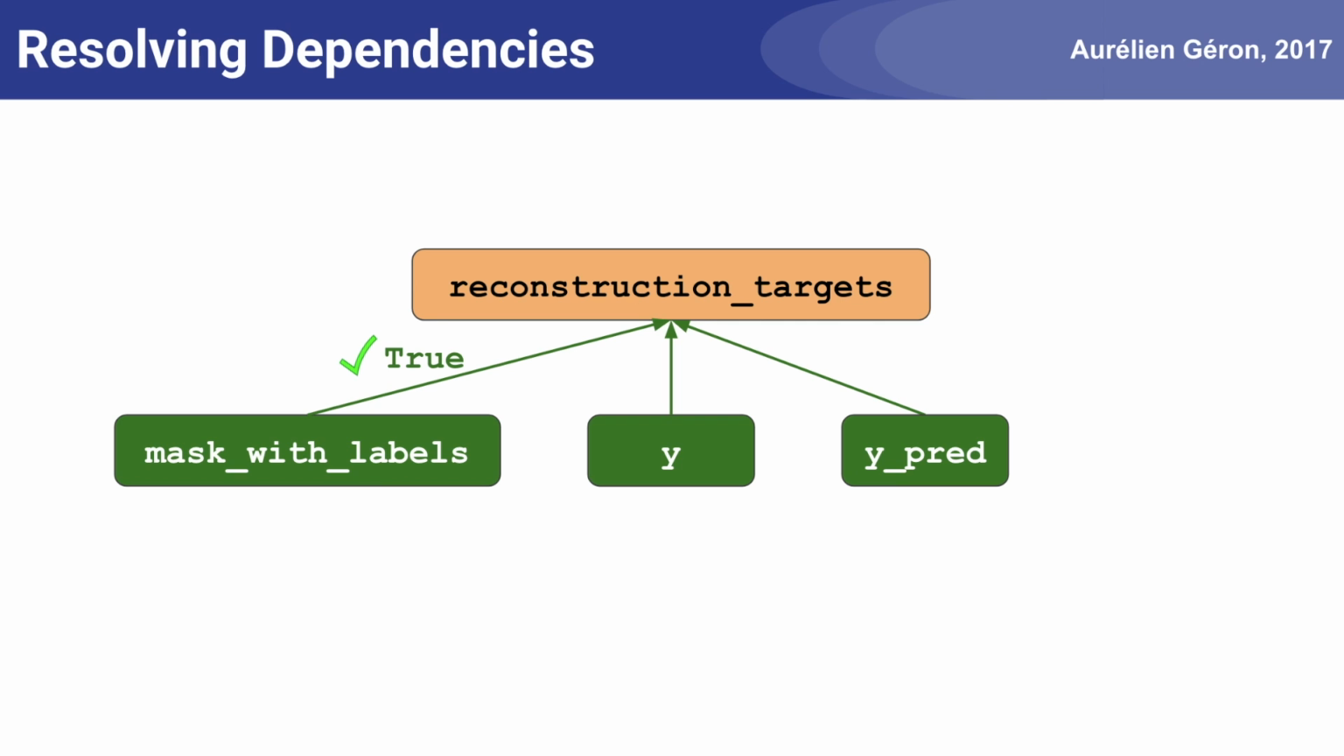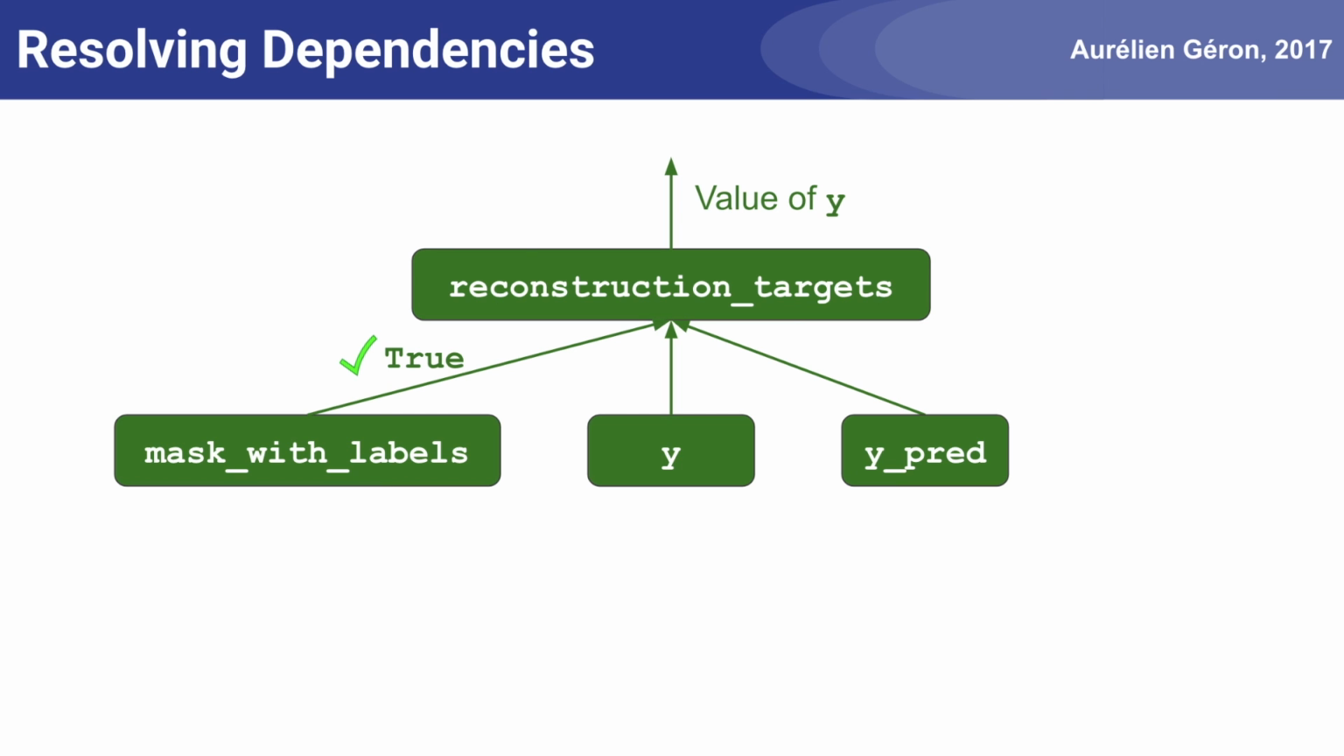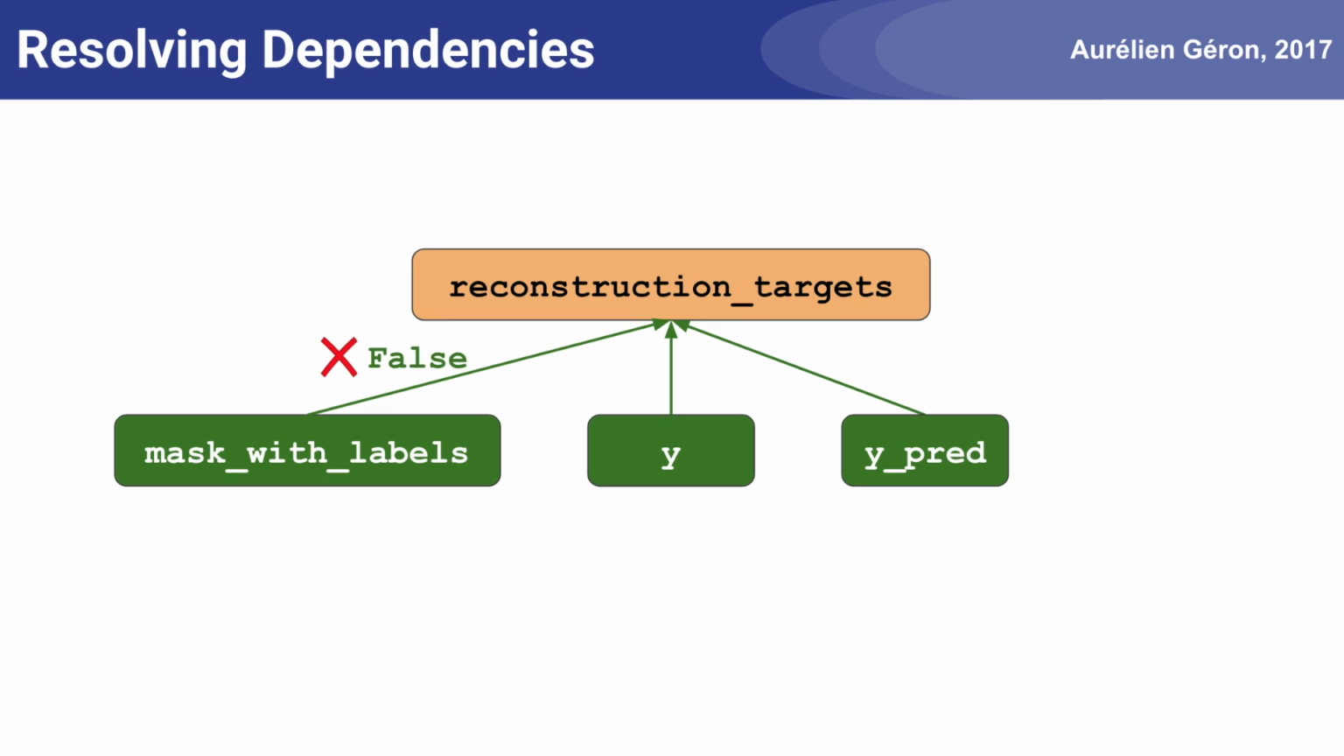So suppose it evaluates to true. Now the reconstruction targets has all the inputs it needs, so it can be evaluated. And of course, it does the right thing. Since mask with labels is true, it returns the value of y, which is good. But notice that y_pred was evaluated for nothing. We're not using its output. It's not a big deal, since during training we need to evaluate the margin loss, which depends on the estimated class probabilities, which is just one step away from the prediction. So computing the predictions won't add much overhead. But still, it's a bit unfortunate.